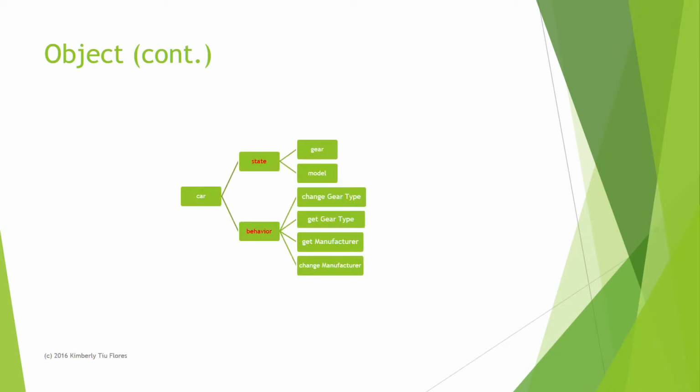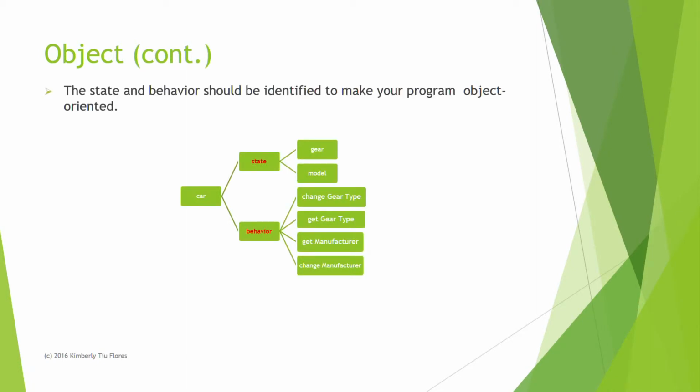Software objects are best thought of as existing in the real world too. The state and behavior should be identified in order to make your program object-oriented. In Java, an object consists of fields, or the state, and methods, or the behavior. The car has the following fields: model and gear.